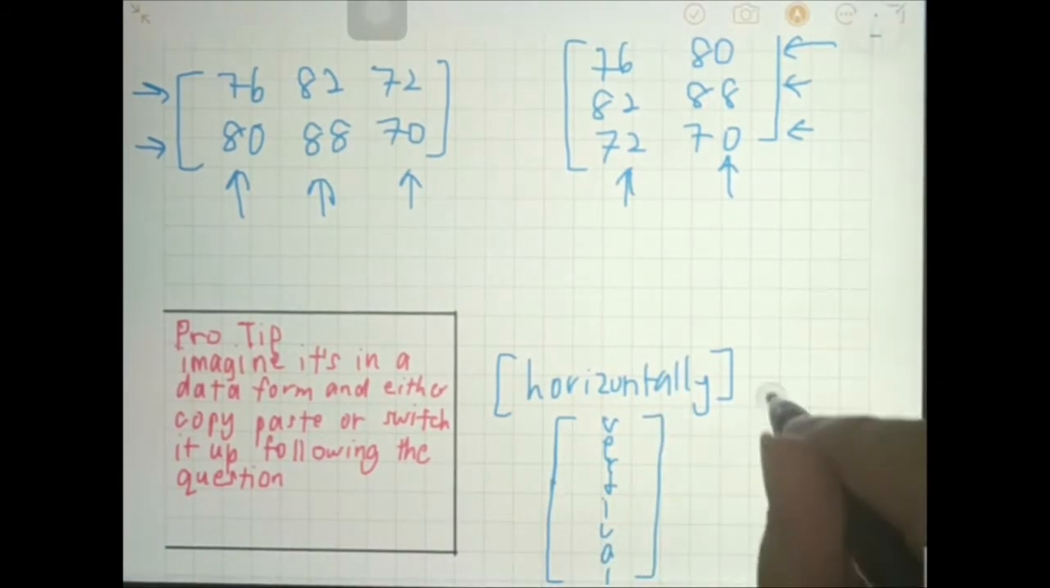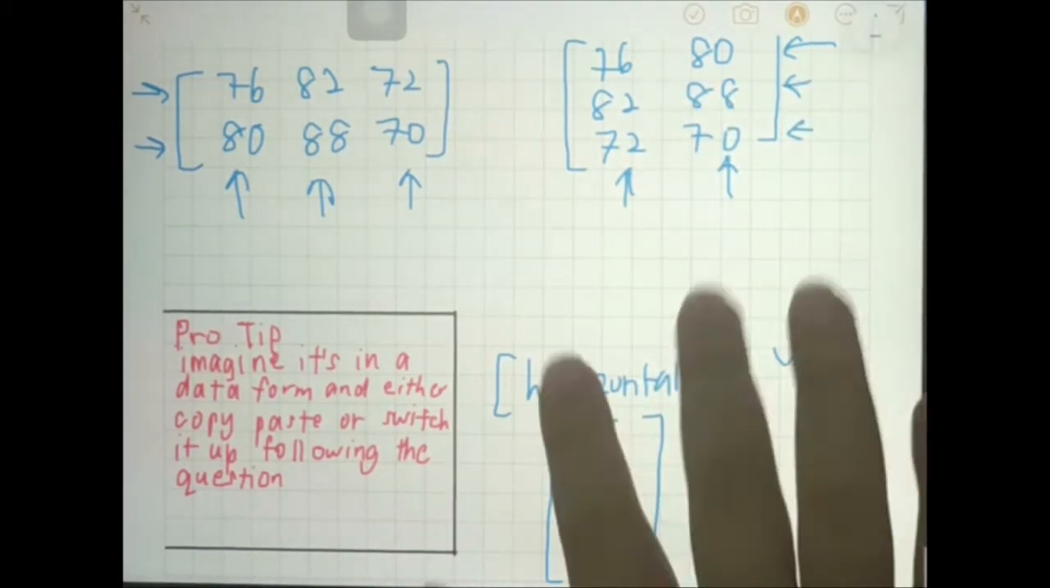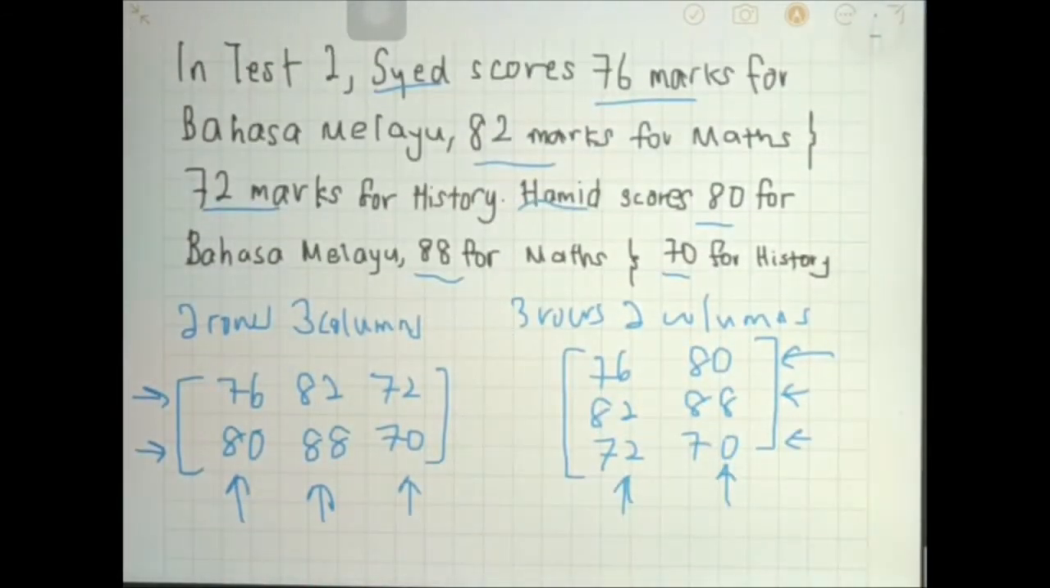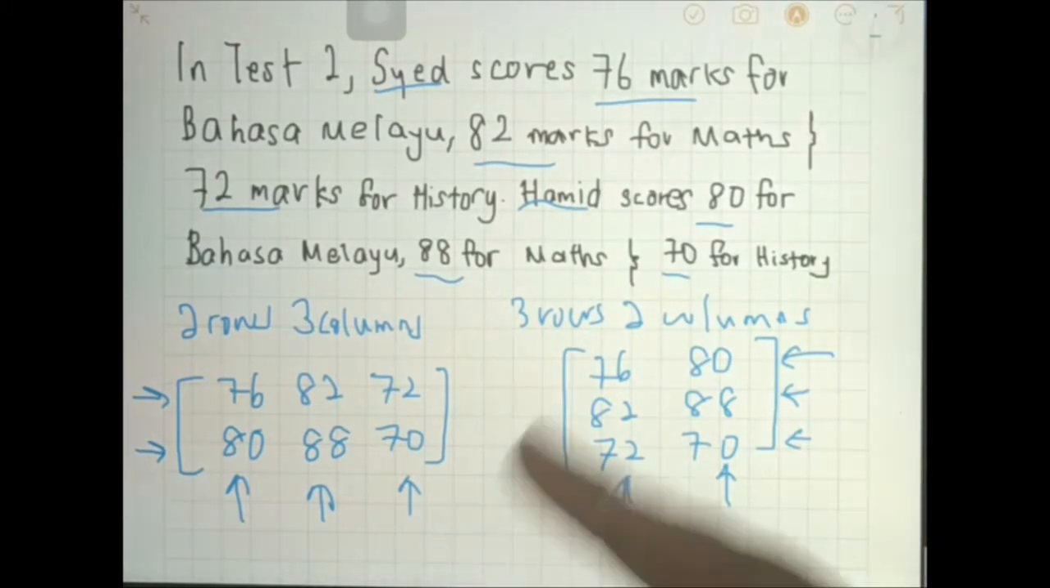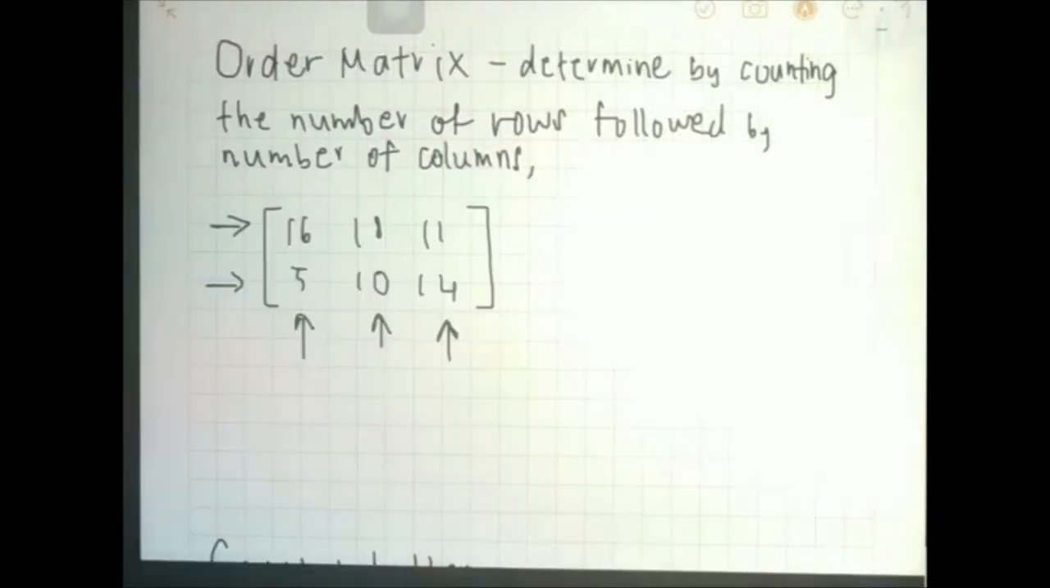Yeah. So you can either write it horizontally like this, or you can write it vertically like this. But when I have a question like this, what I like to do is imagine it's in a data form, so I know how to write the matrix form of it. Now let's look at order of a matrix.